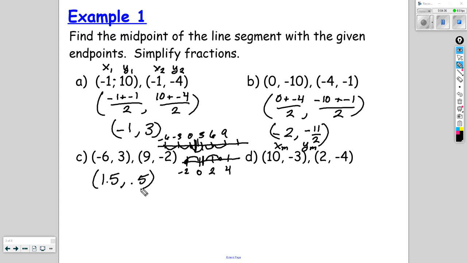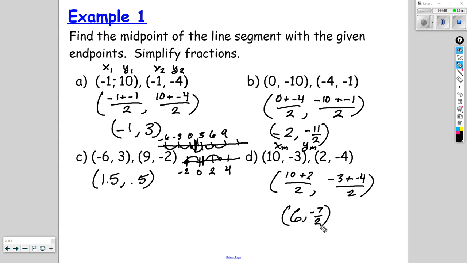All right, for the last one, let's just use the formula. So we have 10 plus 2 divided by 2, and then -3 plus -4 divided by 2. 10 plus 2 is 12. 12 over 2 is 6. -3 plus -4 is -7. -7 over 2 is -7 halves, or -3.5. All right, awesome sauce.